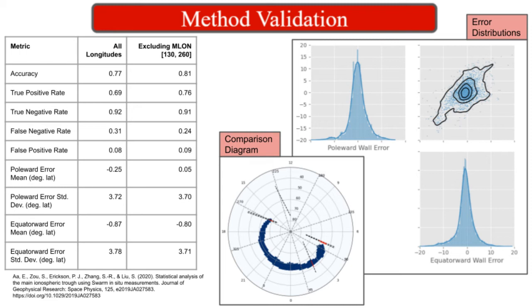The methods agree on trough presence around 80% of the time, and there is not a significant poleward or equatorward bias in our measurements of the trough wall latitudes. At magnetic longitudes between 130 and 260, the TEC data becomes quite sparse, and so we don't expect our trough labels to be as accurate.